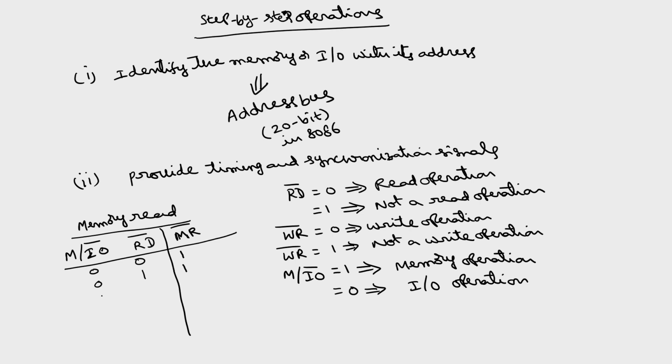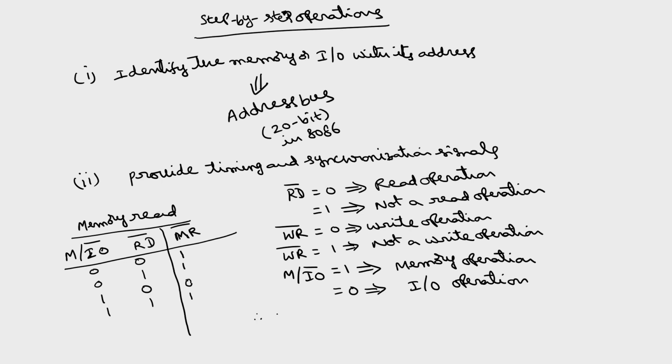If this is 1 0, so this is 1 means memory operation, read bar is 0 means read operation. So, we have to perform a memory read operation. So, memory read bar should be 0. Similarly, 1 1, this is memory only but not a read operation. So, memory read bar will be 1. So, using these 3 signals, what is the logic circuitry required to generate memory read bar?